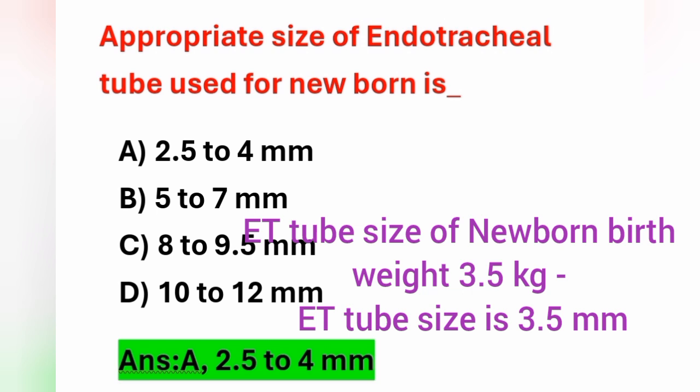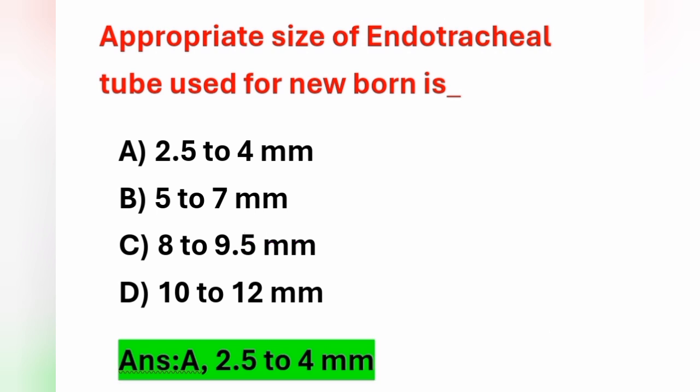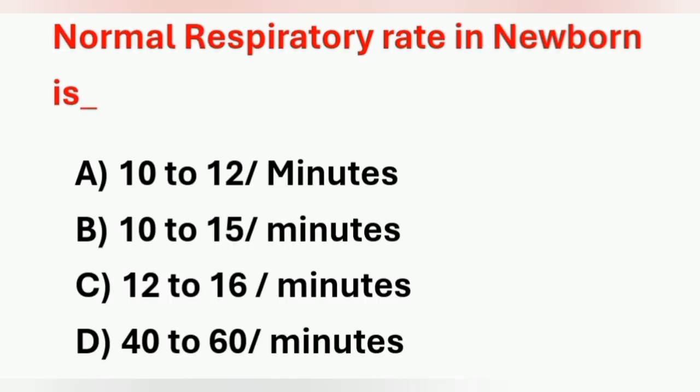And another important point, this was a question asked in AIIMS NORCET exam. ET tube size of newborn with birth weight of 3.5 kg is, the size of endotracheal tube is 3.5 mm. Okay.